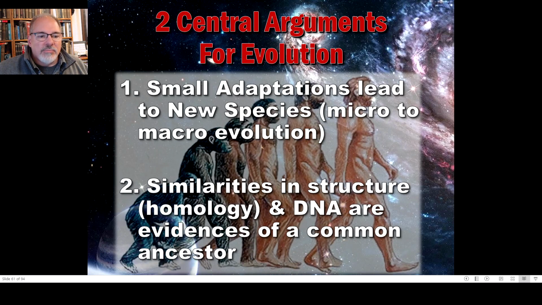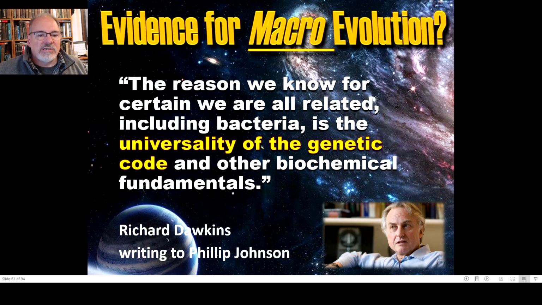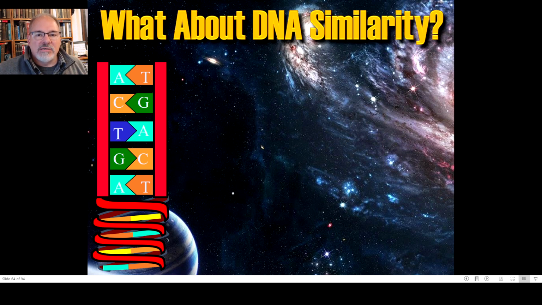So that's number one. Number two are the similarities in structure, homology. So let's take a look at that briefly. Evidence for macroevolution, does that exist? That's Richard Dawkins in the bottom right. And he says the reason we know for certain we are all related, including bacteria, is the universality of the genetic code and other biochemical fundamentals. In other words, and this was him writing to Philip Johnson when asked the question, apparently the view is that the similarity in the structure of DNA really is what means that we're all connected together. What about DNA similarity?